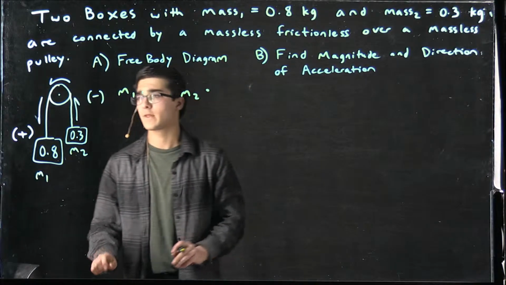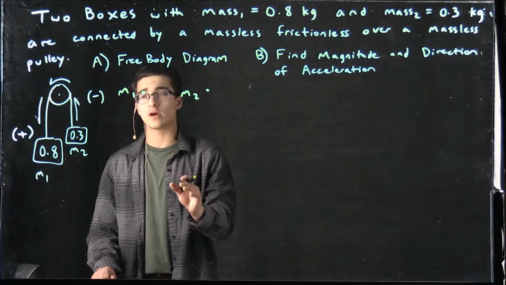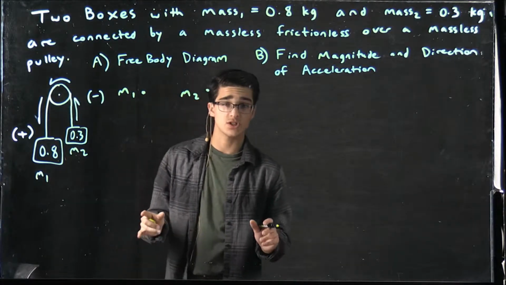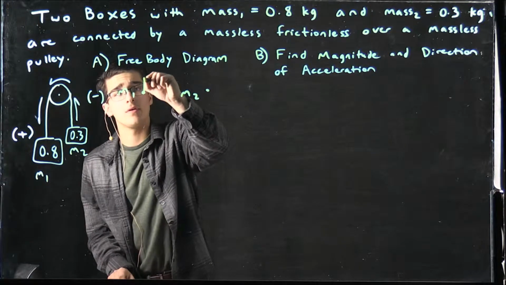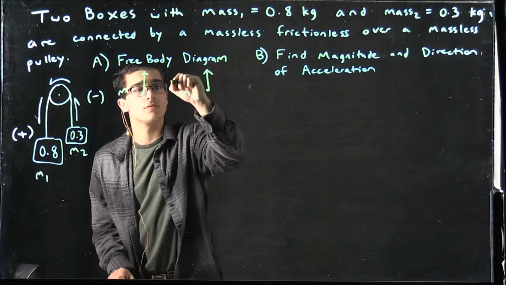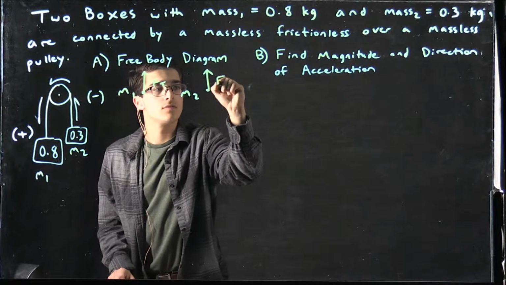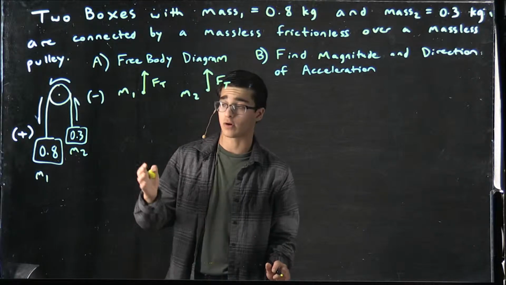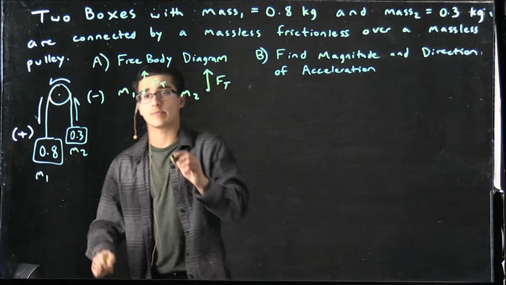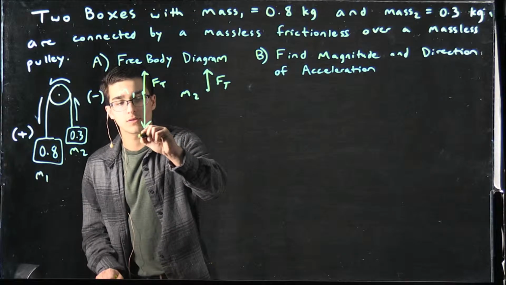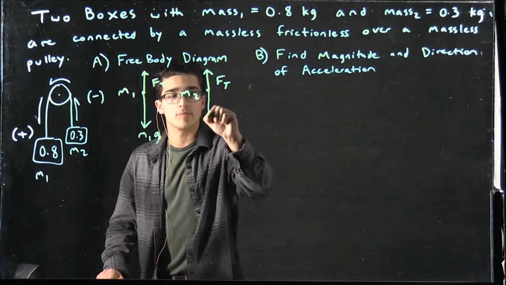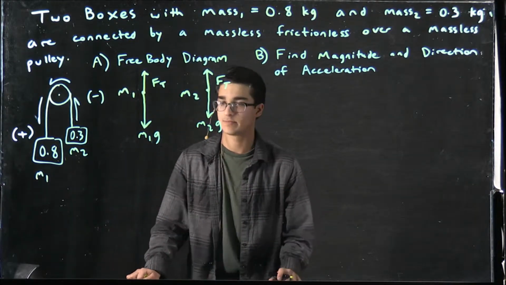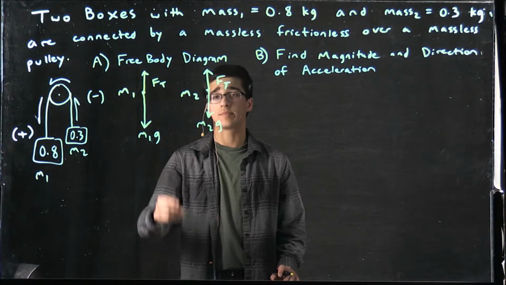Now for the free body diagrams, what we have to know is that both masses are connected by a single string. Therefore, the tension force will be the same for both, like so. However, the gravity force is going to be different for the two boxes. The 0.8 mass is going to have a bigger gravity force than the 0.3 box, or mass 2. All right, there are our free body diagrams.